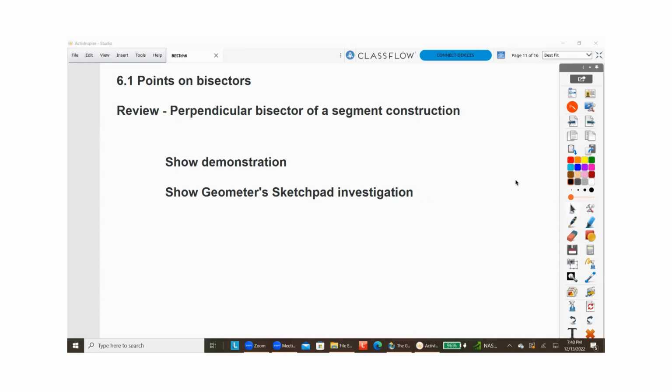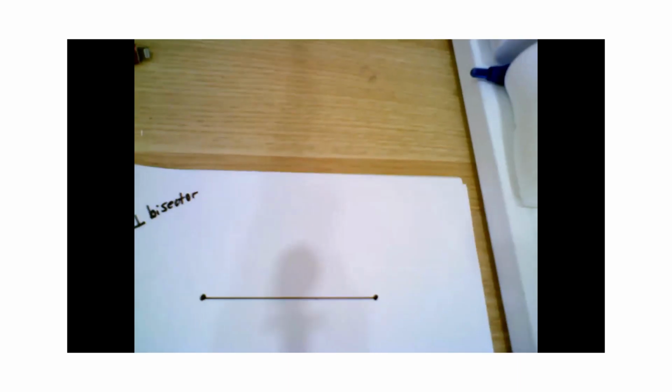So first thing I'm going to do, this is section 6.1. I know we're going backwards, but I don't want to get into the nitty-gritty things until after Christmas break. So what we're going to do is review a construction that we did called the perpendicular bisector of a segment. I'm going to switch to a different screen right now to review that construction with you. Hopefully this is not too blurry. It's probably a little blurry, but it's enough for what we're going to do.